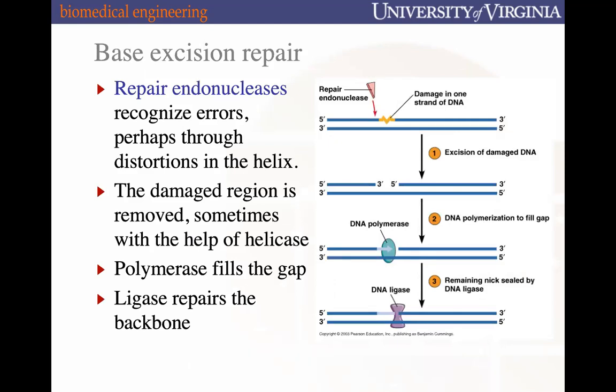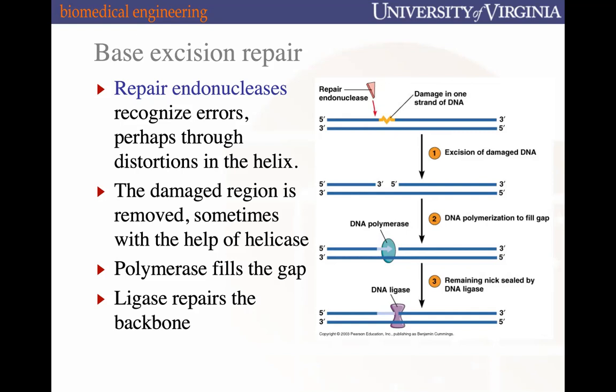Now there need to be endogenous ways for this base pair damage to be repaired. And we have endonucleases that are capable of detecting changes in our base pairs. As you can imagine, if there's base pair damage or there are changes, that will alter the conformation of the DNA helix. Endonucleases are really good at detecting that. And in response, they'll go in and excise the damaged DNA. DNA polymerase in a 5' to 3' direction will come in and repair that damaged DNA, and DNA ligase will fill the gap and repair the backbone.